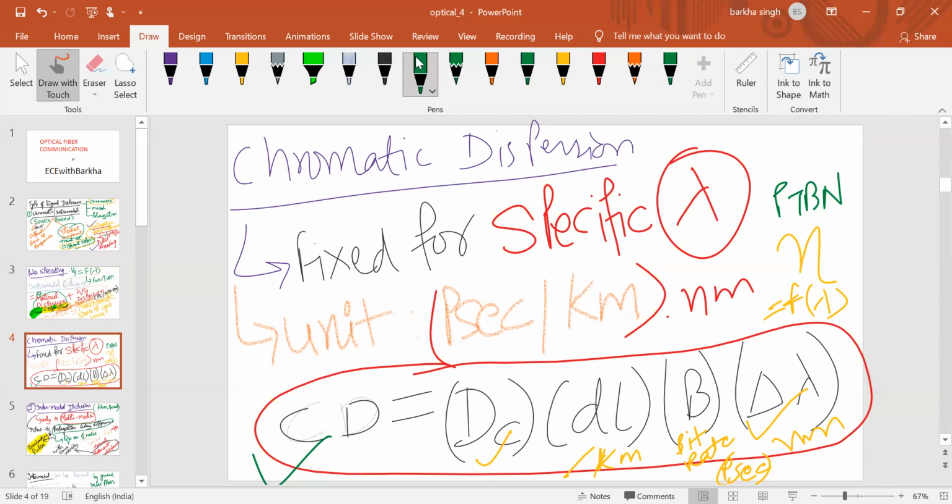Basically, waveguide dispersion is due to the bending characteristics of the wave, as the wave travels faster in the cladding than the core, which leads to waveguide dispersion.